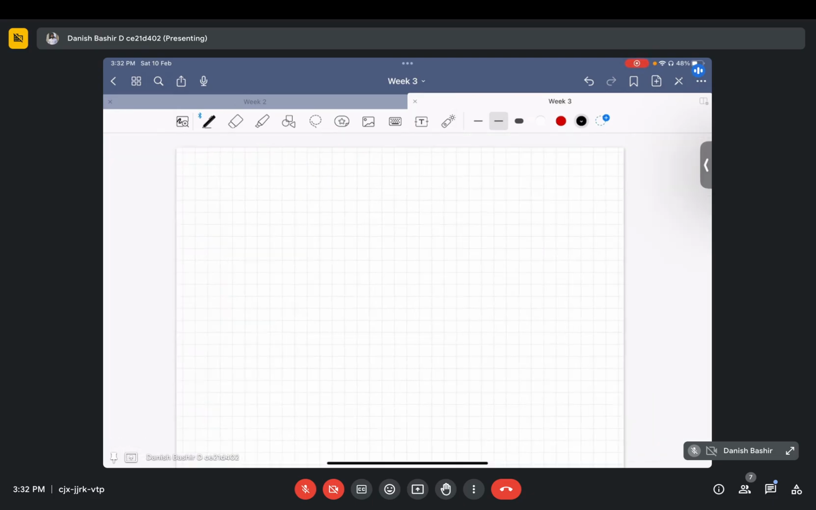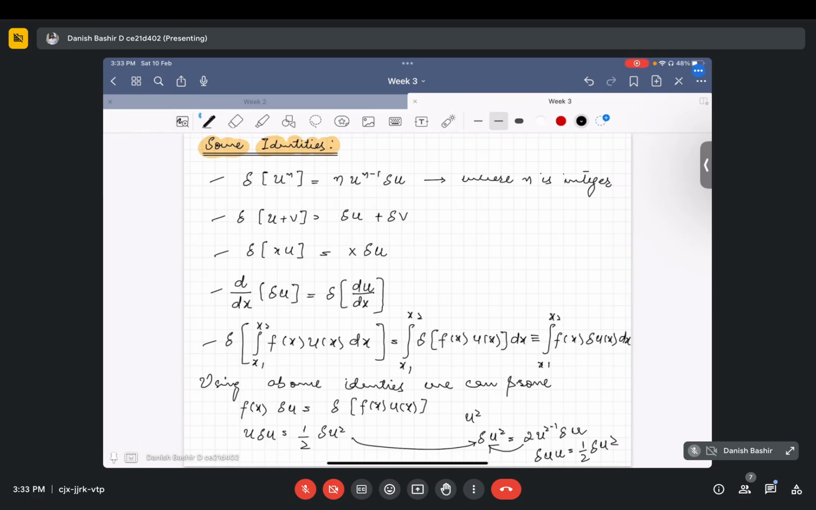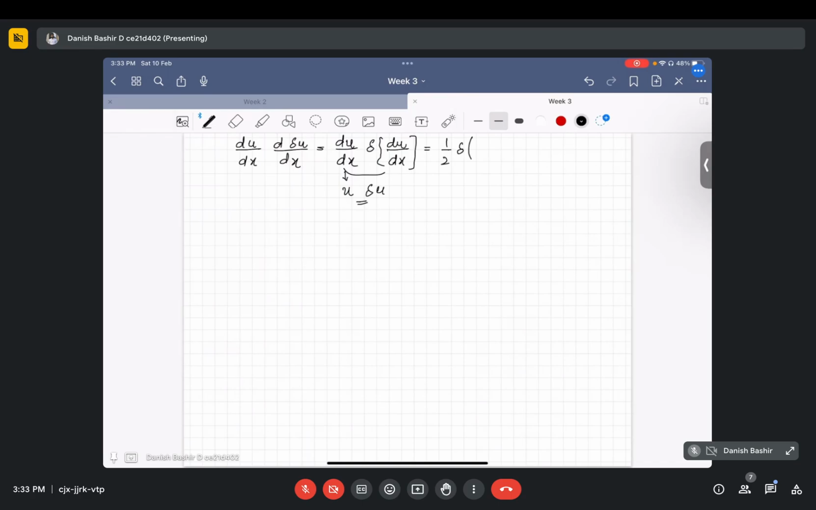And one more thing we can prove is that, for example, you have differentiation like du by dx, and the variation of u with respect to x. You can write it the same way. Then you can take this variation outside of the differential operator, variation of du by dx. Now if we put this whole thing equal to u, and this is delta u, it is the same identity: u delta u is equal to one half of delta u square. So we can write it as one half of delta of u whole square, where u is equal to du by dx, so one half of delta of du by dx whole square.